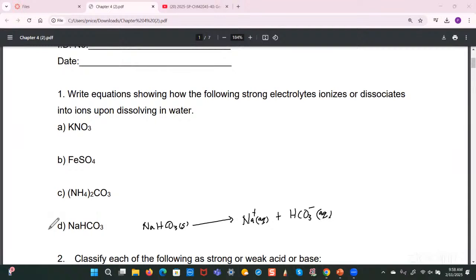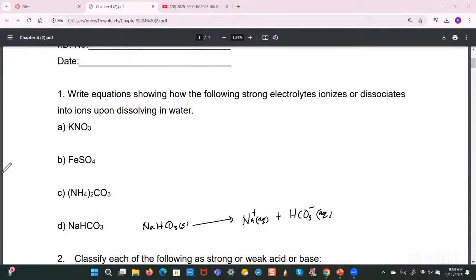Any questions about number 1? Yes, sir. On part C, do we put 2 negative there because that's the sign of the carbonate? Right, that's the charge for the carbonate ion. On the NH4, if it's 2 NH4, does that mean it's the -2? No, NH4 has a plus 1 charge. It doesn't, but ultimately the charges cancel out. Right? Okay, any other questions?